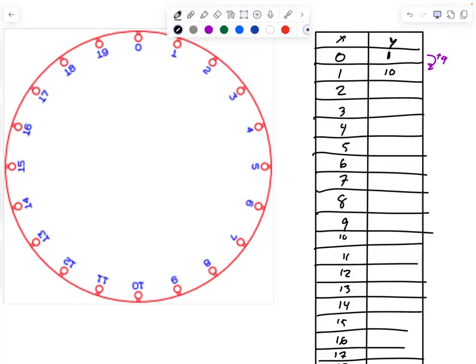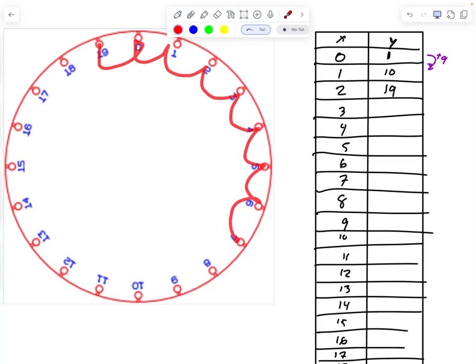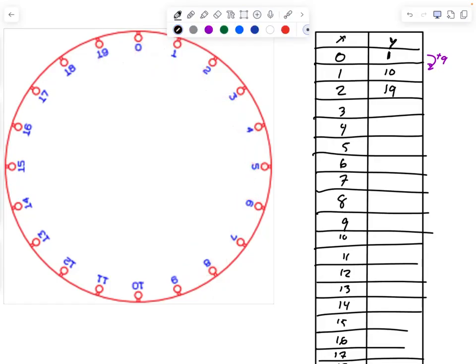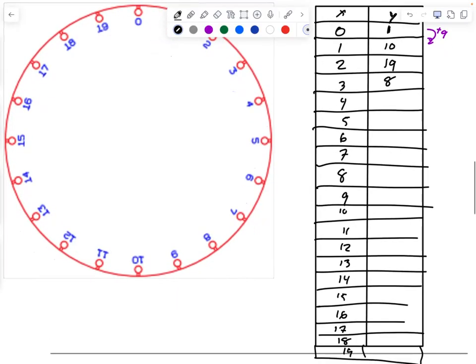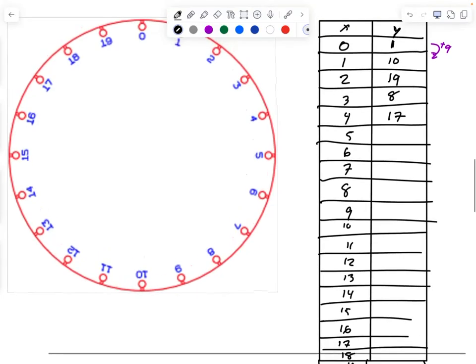15. 24. We don't use a 24, so 4. 13. 22, so 2. 11. 20, which becomes 0. 9 and 18, that's nice. 27, so just a 7. 16, 25, 14. Now, you can also kind of see a pattern here.